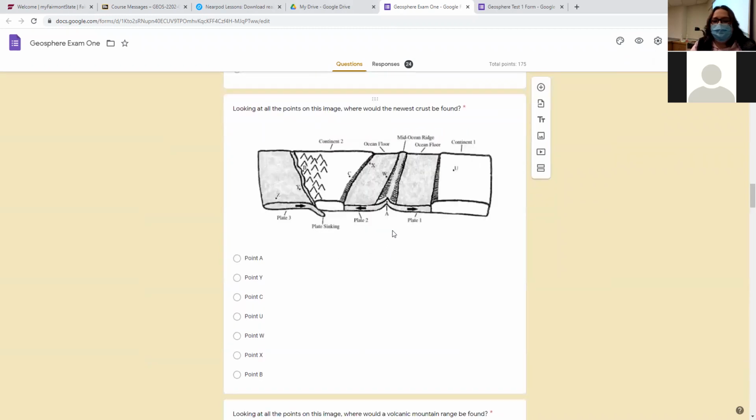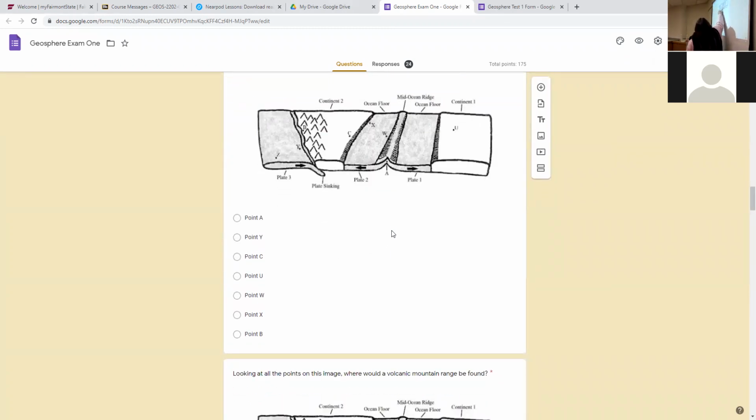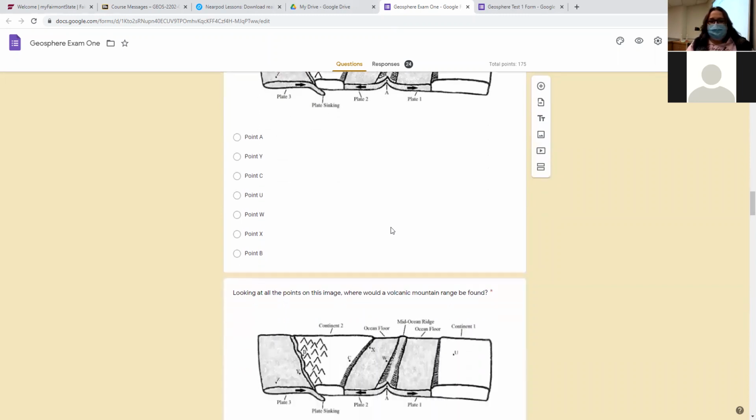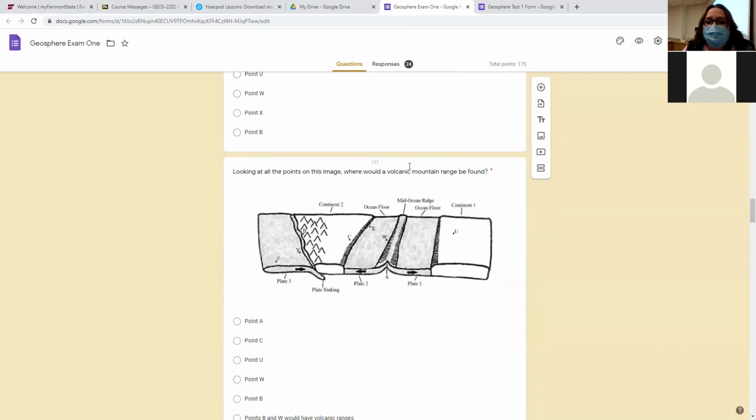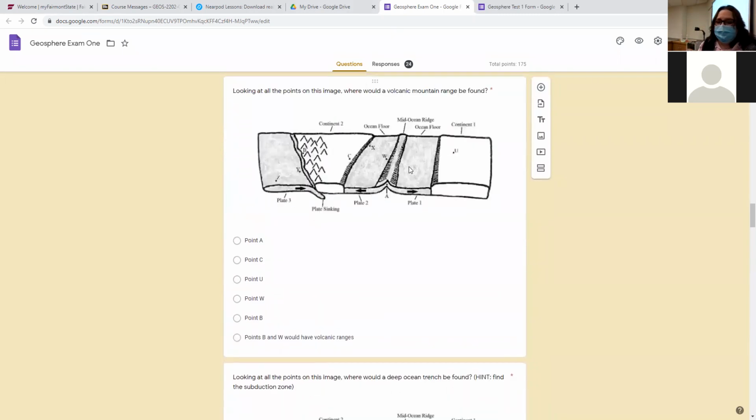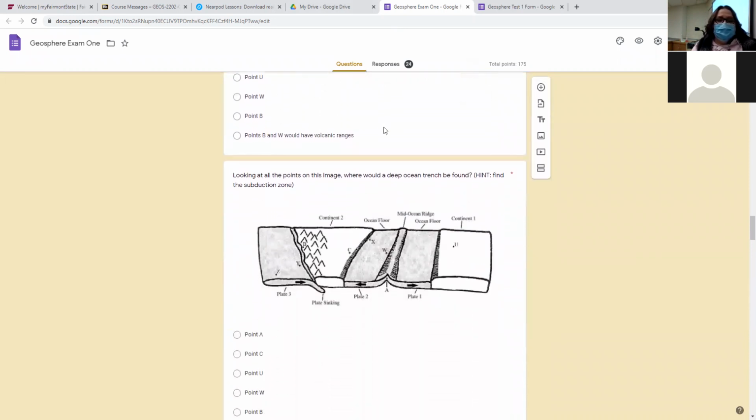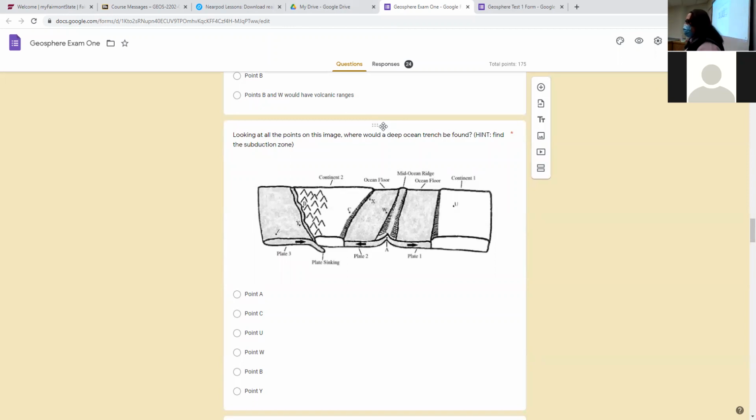Where would the newest crust be found? Well, at a spreading center that's in the middle of the ocean, which is part A. So that's where they're moving apart and new crust is coming up. The magma's coming up. Where would the volcanic mountain range be found? Well, at a subduction center, these are mountains, those little triangles. So definitely B. But where else are volcanoes found? They're found at the spreading center. They're underwater volcanoes. So B and W would be possibilities for those volcanoes. And the deep sea trench, that's exactly where the subduction zone is. So that would be Y.